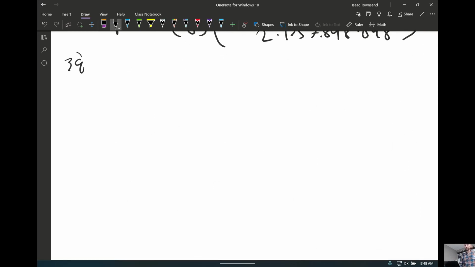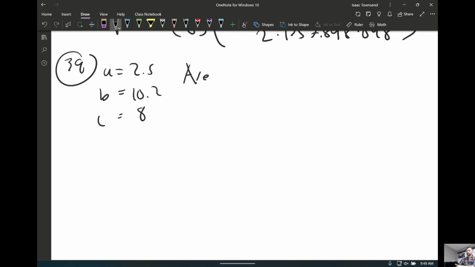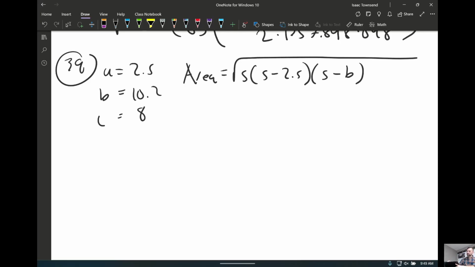Okay, 39 wants us to find area. So, depending on the information given to you, if you're given base and height, do 1/2 base times height. If you're given side angle side, use the 3 formulas we talked about last class. If you're given side length, side length, side length, then this is what is referred to as Heron's formula. Your area will come from the square root of S times S minus A times S minus B times S minus C.